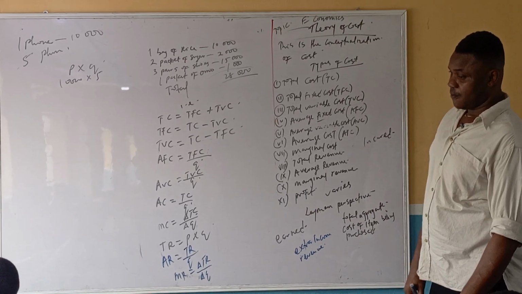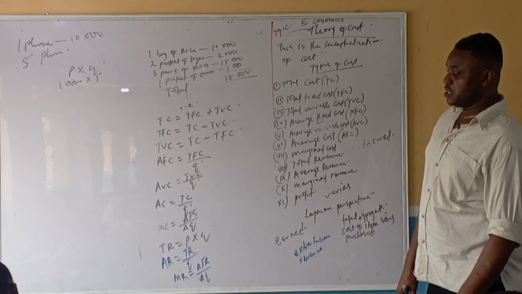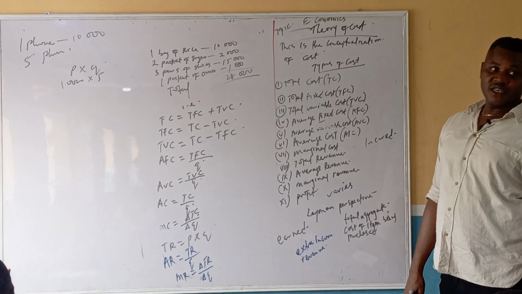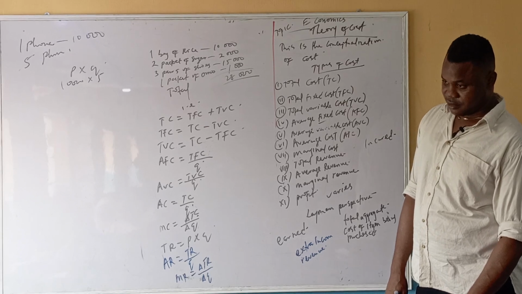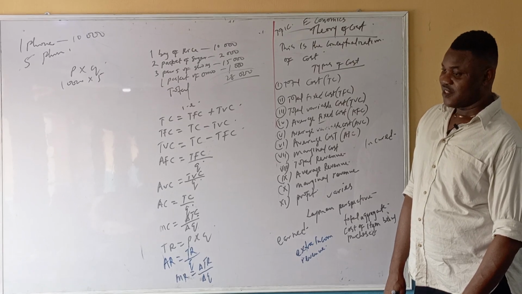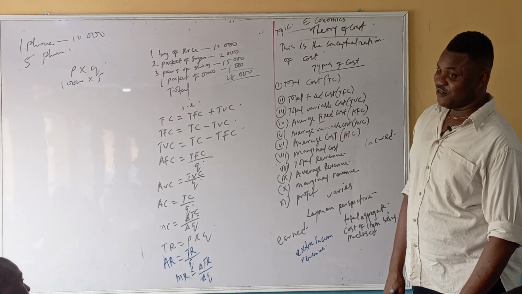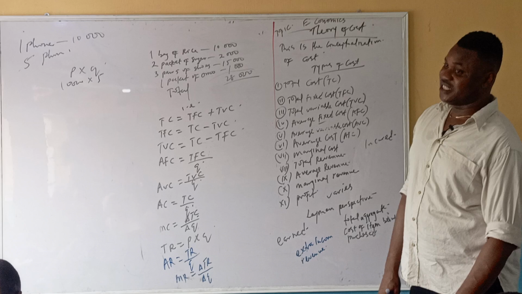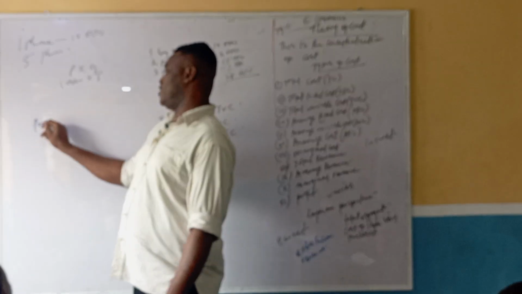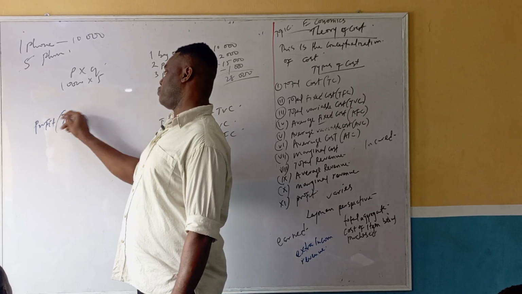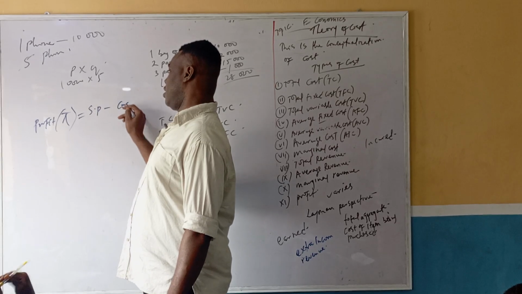Profit. From a layman's perspective, profit is the difference between selling price and cost price. I'm not yet done with the definition. This is the symbol of profit. Profit is selling price minus cost price.